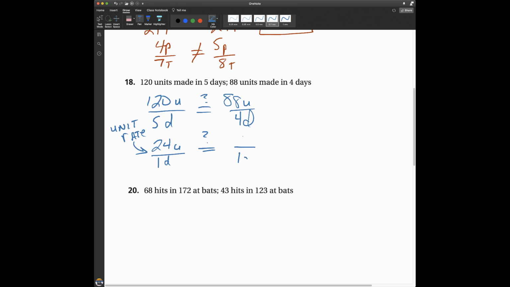So this would be 1 day. So I divide 88 divided by 4 is what? 22. 4 times 2 is 8. 22 units in 1 day. So these are also not equivalent because their unit rates are not equal.